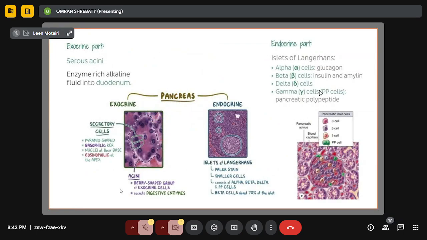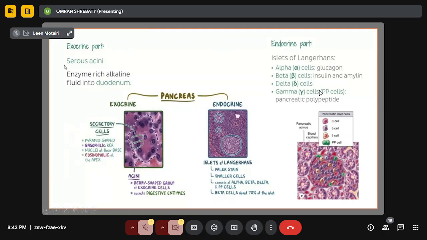Okay, for the exocrine part, again, enzymes rich in what? In alkaline fluid, into the duodenum. And it's very important to neutralize what's happening in our GIT system, because mainly the stomach is high in acidity, so the pancreas will neutralize this by secreting a rich alkaline fluid.